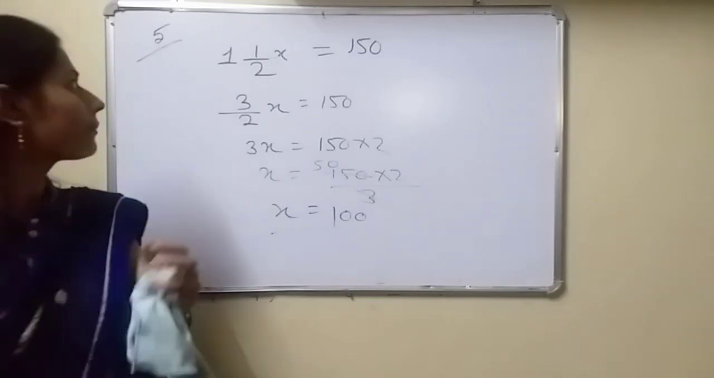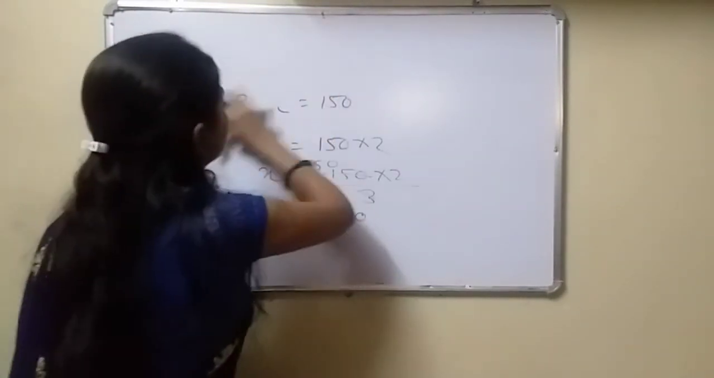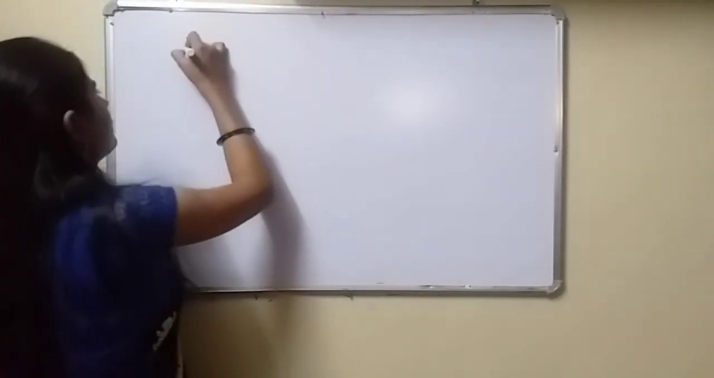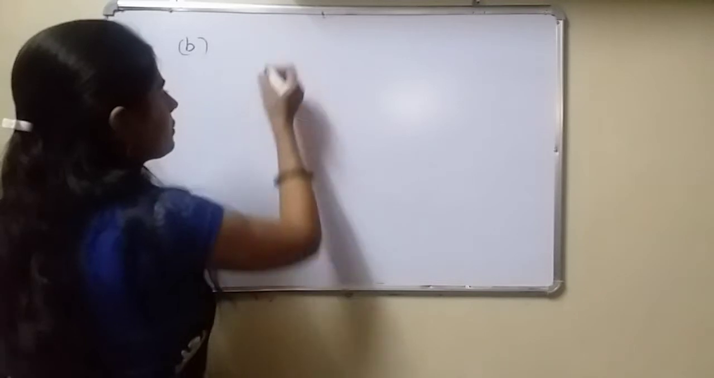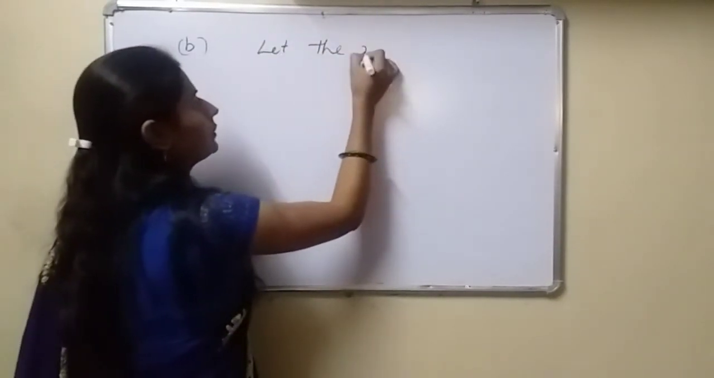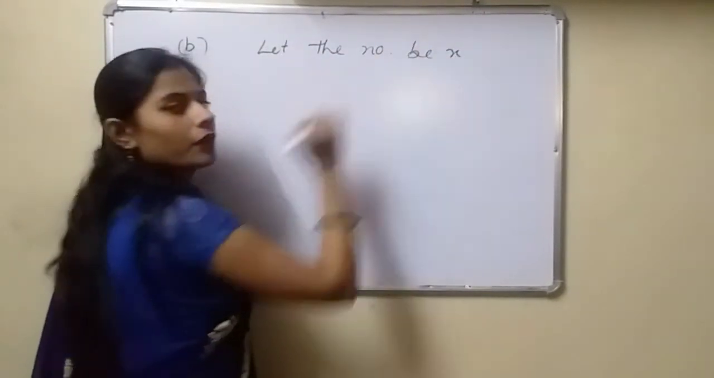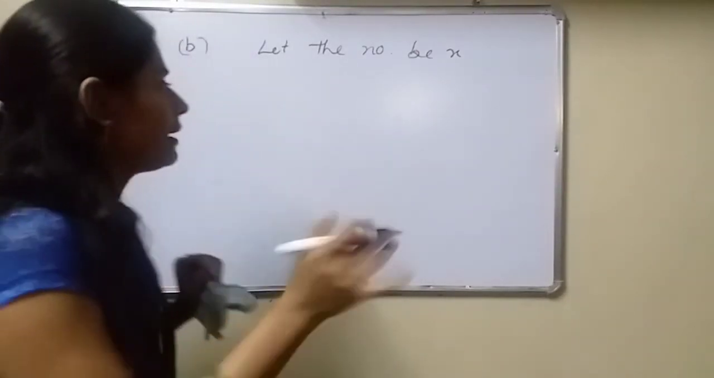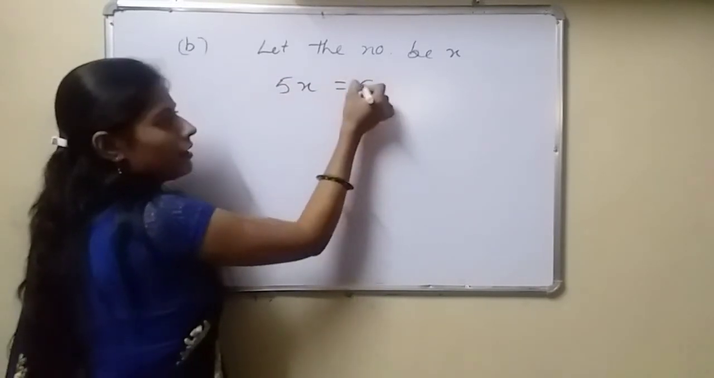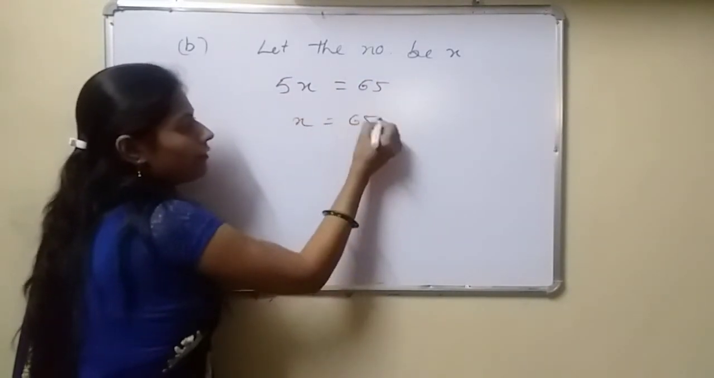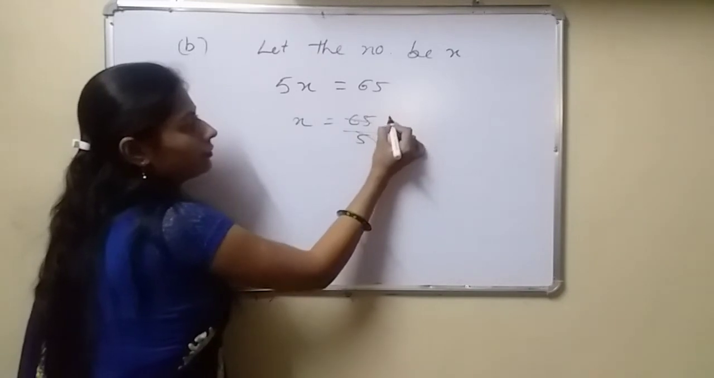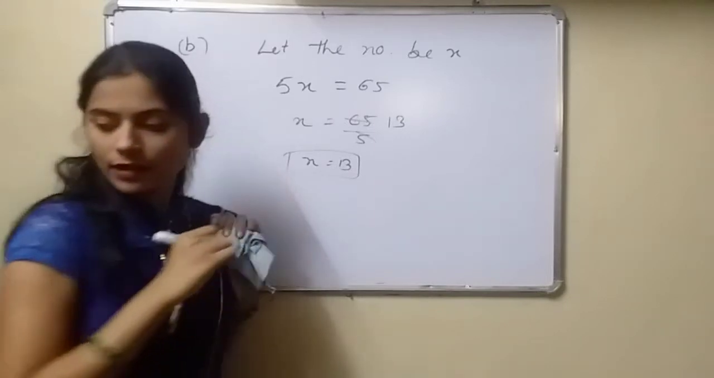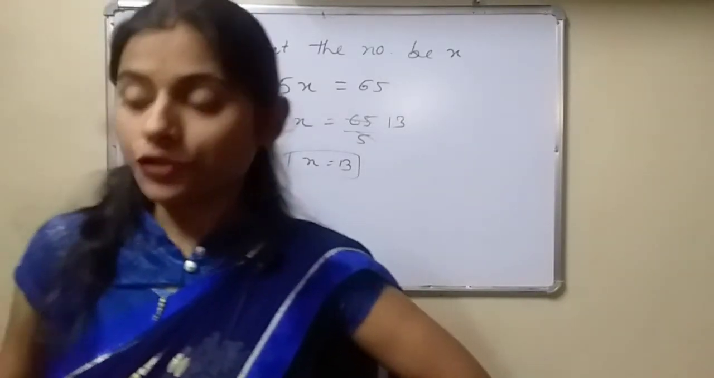Okay, so see, just suppose the number they are thinking of is, let the number be x. Okay, 5 times that number is 65. 5 times of that number is 65. x is equal to 65 by 5. x is equal to 13. This is your answer. Now see question number 6.